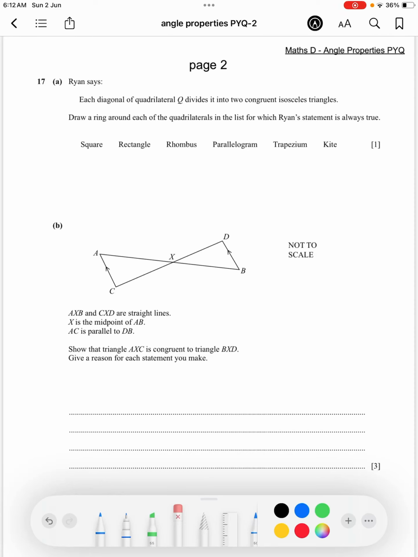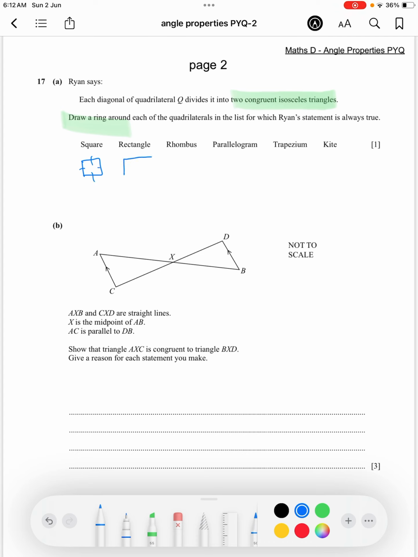Right, so page 2. Each diagonal of a quadrilateral divides into two congruent isosceles triangles. Artinya congruent exactly the same. What exactly the same is the isosceles triangle. So we just need to draw a quick sketch.